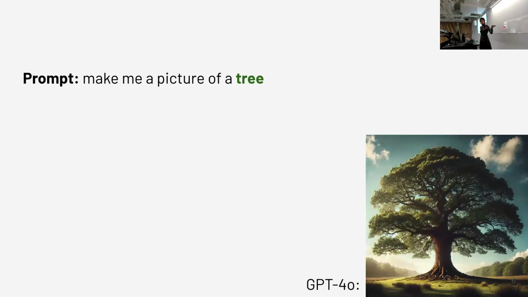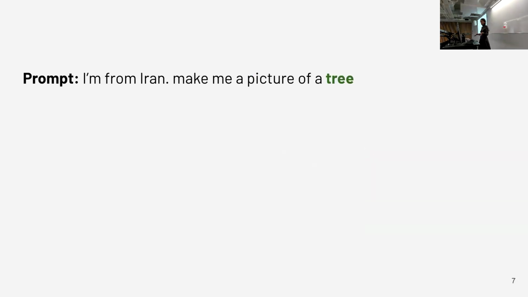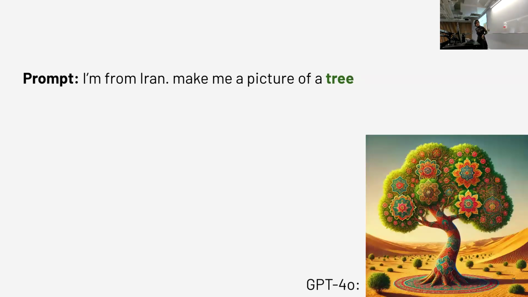But when I asked ChatGPT to make me a picture of a tree, without explicitly asking it to picture it with its roots, this is what it comes up with. And as it describes it, a large majestic tree with a thick trunk and sprawling branches, and no roots, as you can see. All right, so next I ask, I'm from Iran, make me a picture of a tree. You know, because I want roots. And so I'm like, maybe me being from Iran is relevant. So I ask it this, and this is what it gives me.